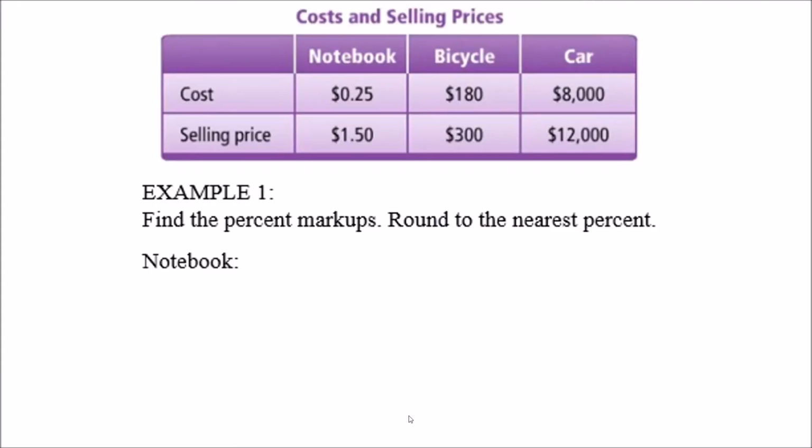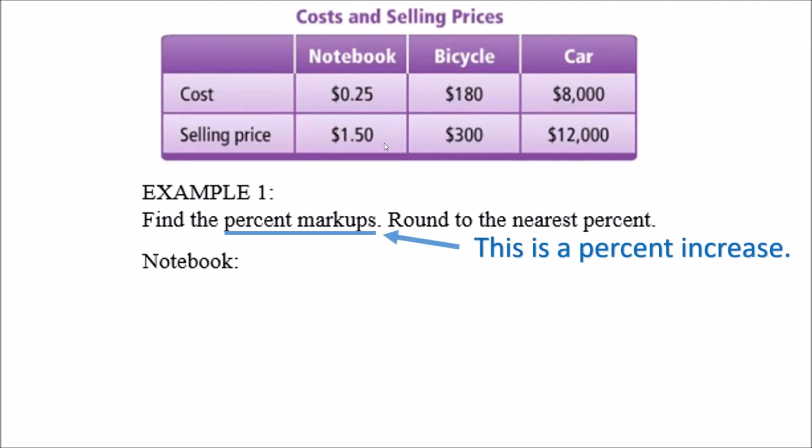So just walking through how this problem was done, the table up here tells us that the cost to the business was 25 cents. So that means a store like Staples will have paid 25 cents to the company that made the notebook. And then Staples is going to charge the customer a selling price, which in this case is $1.50. So these are percent markups, meaning that it's going to be a percent increase because all these values are increasing in order for the store to charge more.